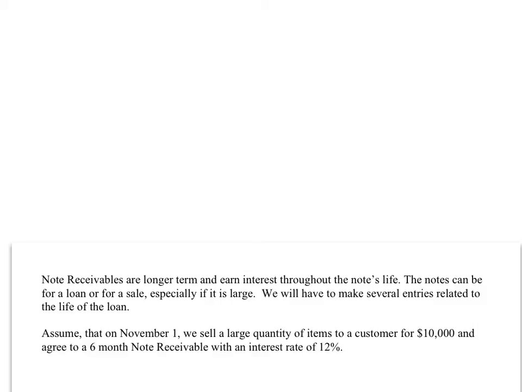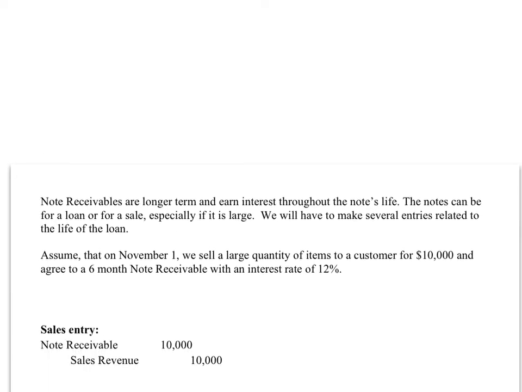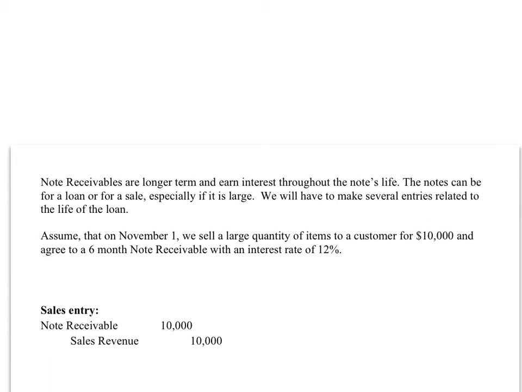Okay, so we got a half of a year of a note. Remember that 12% is an annual rate. Okay, so first let's record the origination of it. And since this one was related to a sale, we're going to have a debit note receivable of 10 grand, and we're going to credit revenue of 10 grand.